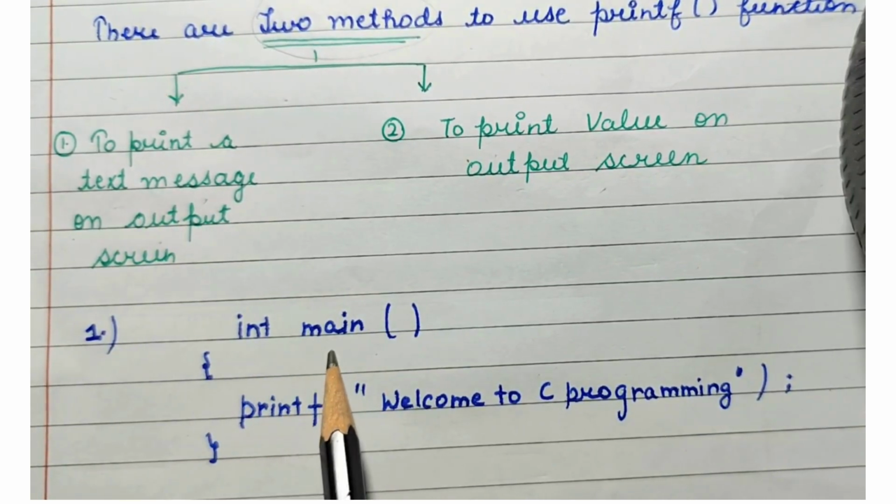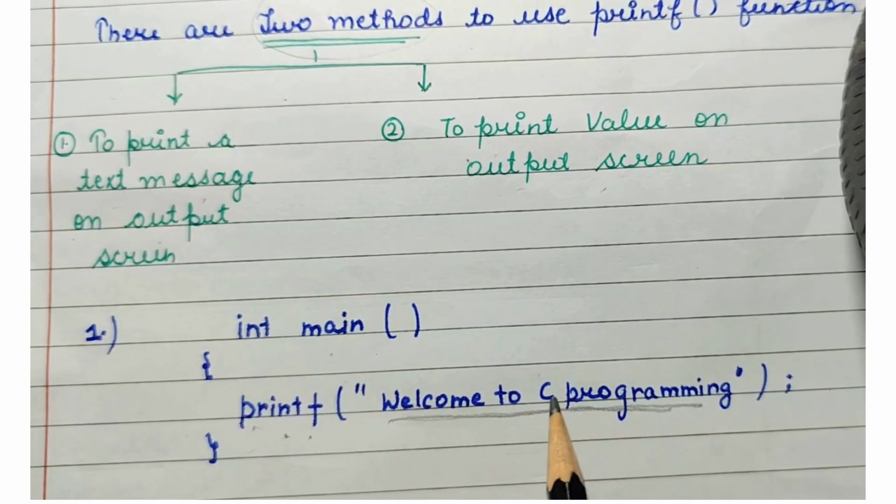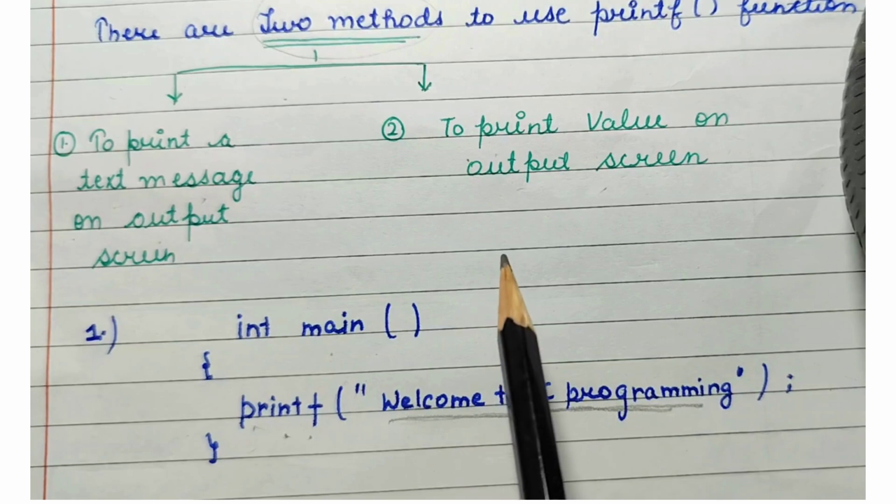So in the main function you include printf in small letters. If you write printf in capital letters, the compiler gives you an error, because this one is a predefined function, already made, and you have to write it in lowercase letters. So after printf include the round bracket, then include the double quotes. Whatever text message you include in the double quotes will display as such on the output screen.